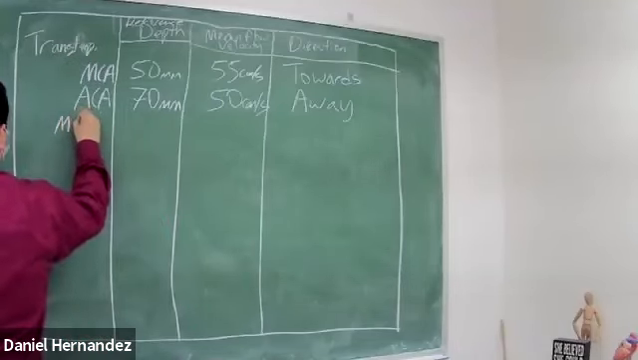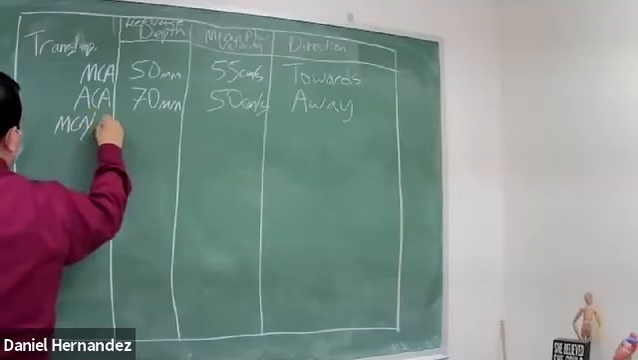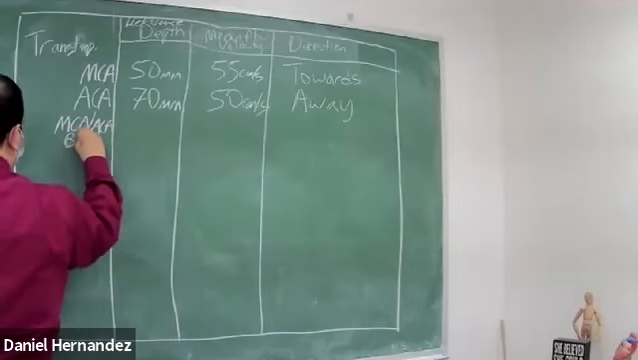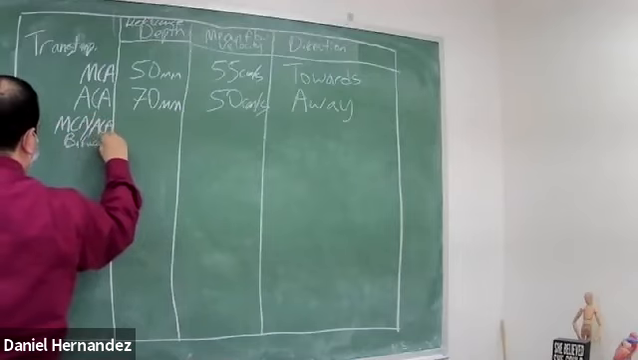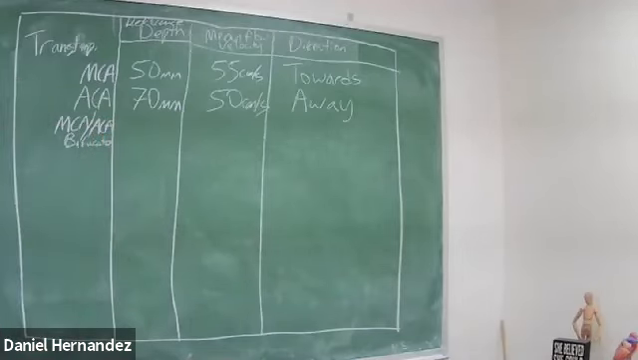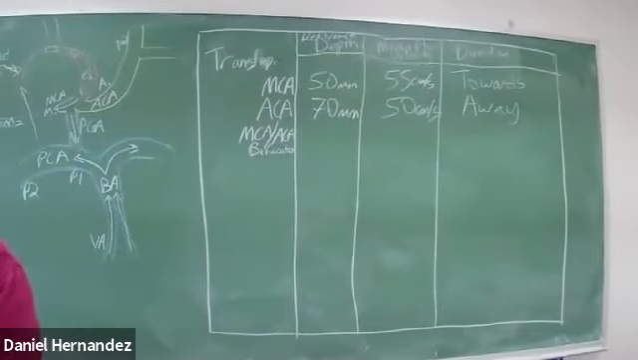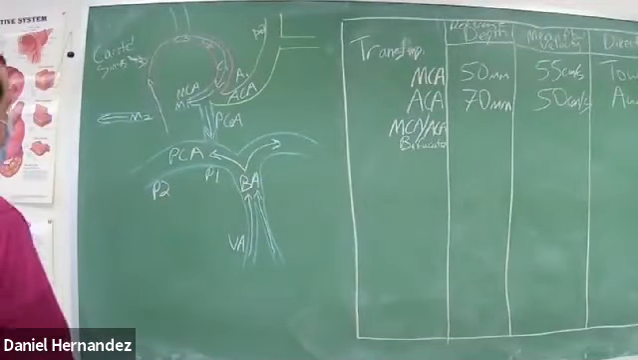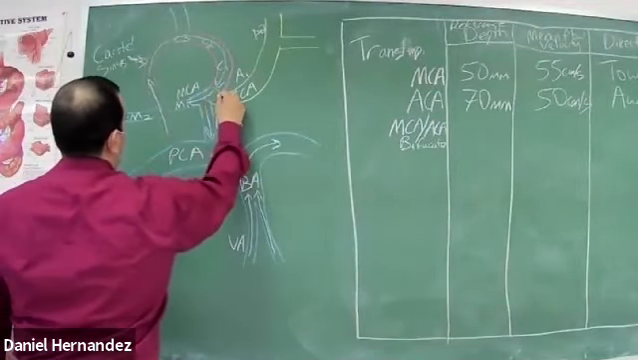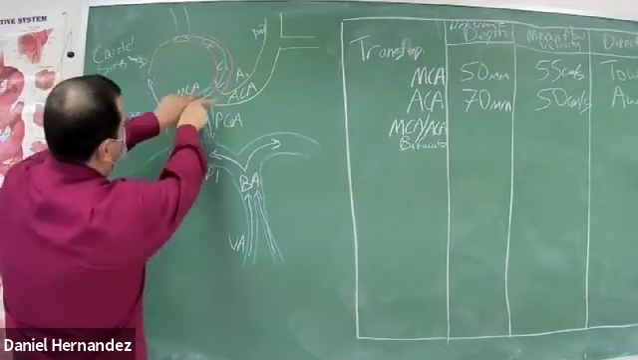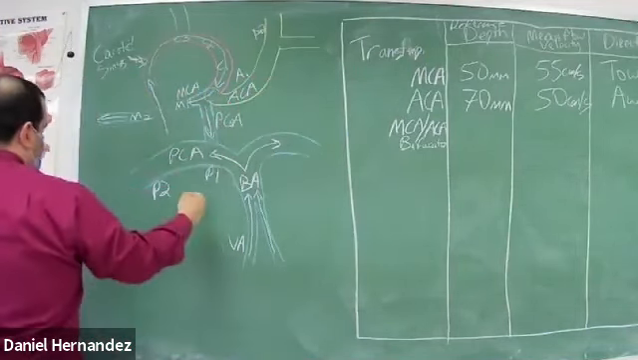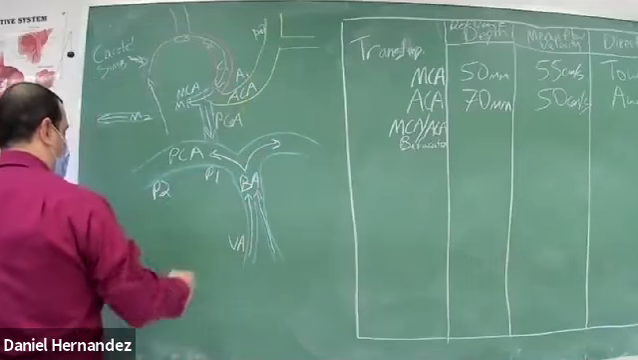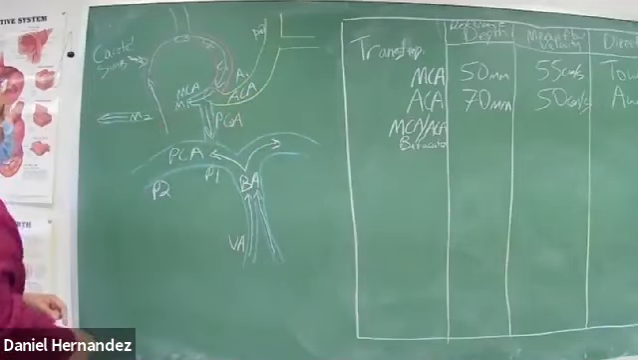Then we have the MCA, ACA bifurcation. So our bifurcation is going to be our segment of vessel over here, where we now get a split of the internal carotid artery. So we have our ACA branching off, going away from us, and our middle cerebral artery continuing to come towards us.